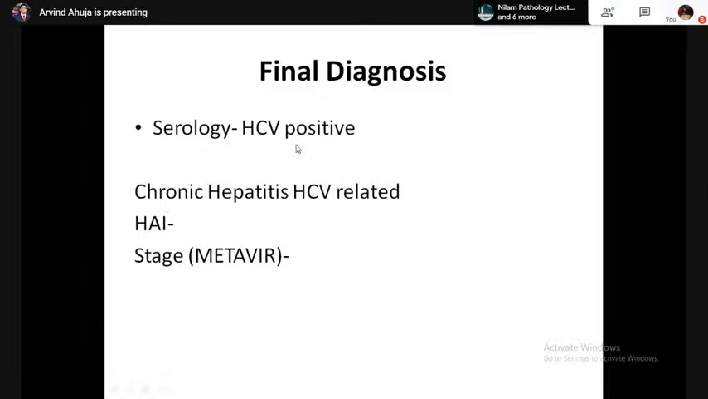So in this particular case, the final diagnosis was based on the serology, which was positive for HCV. We made a diagnosis of chronic hepatitis, HCV related, and you have to give an activity index score as well as stage.